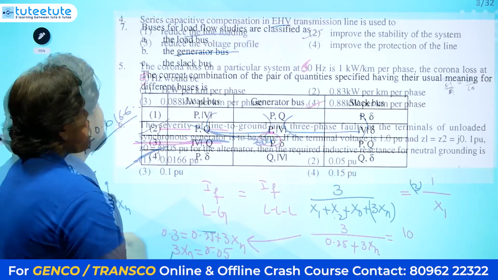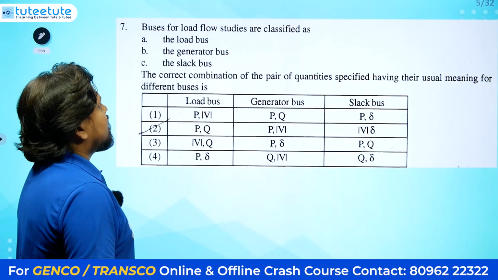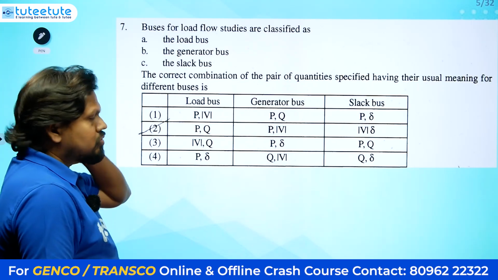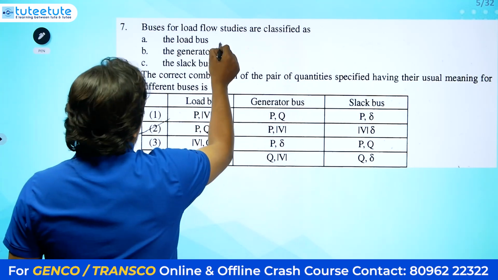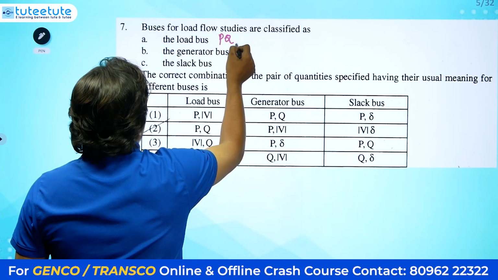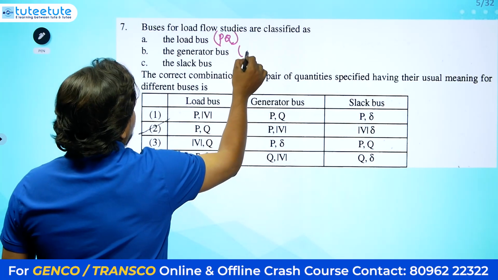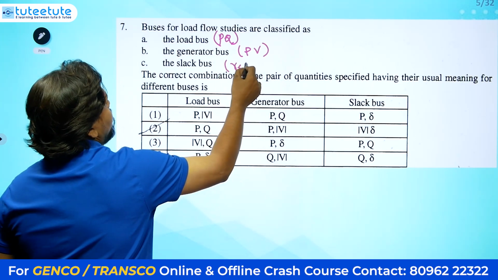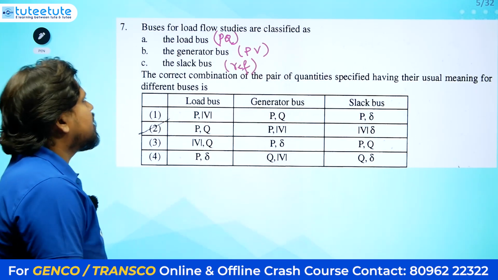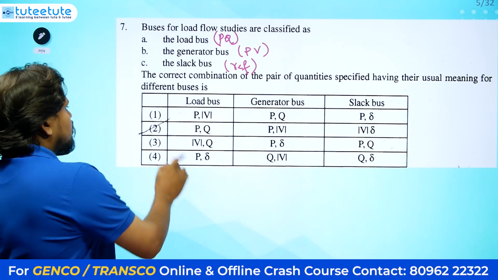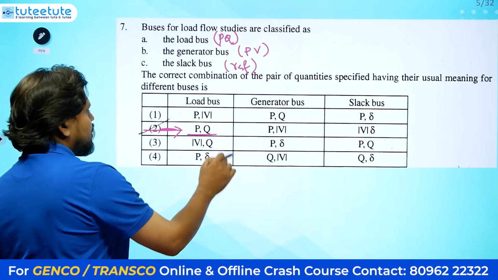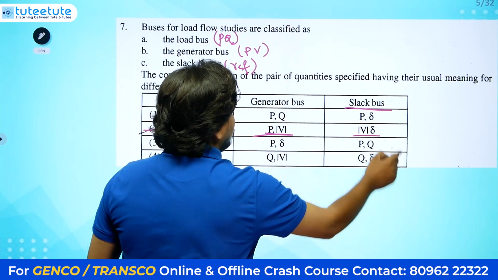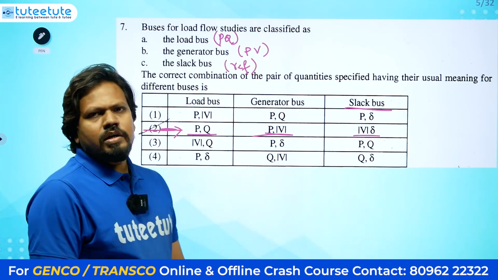Next, buses for load flow studies are classified as A, B, C, as they have mentioned. From the options we have to choose. The load bus we generally call the PQ bus. The generator bus you will call the PV bus. The slack bus you will call the reference bus. These are the other names also. From this one only we can get the answer: PQ bus is the load bus, generator bus is the PV bus, and slack bus is V and delta.